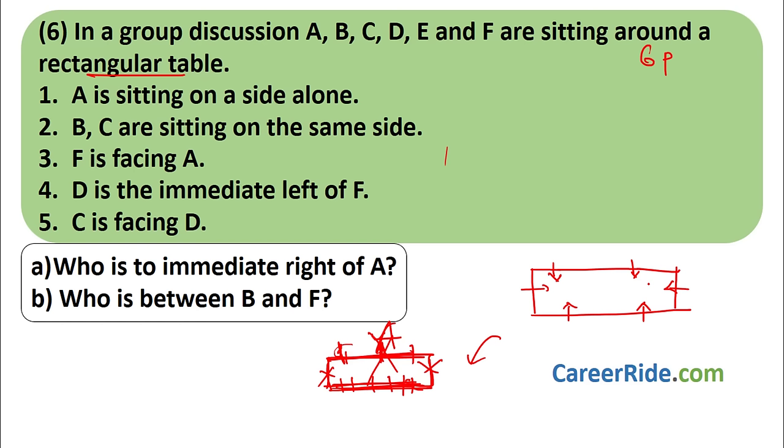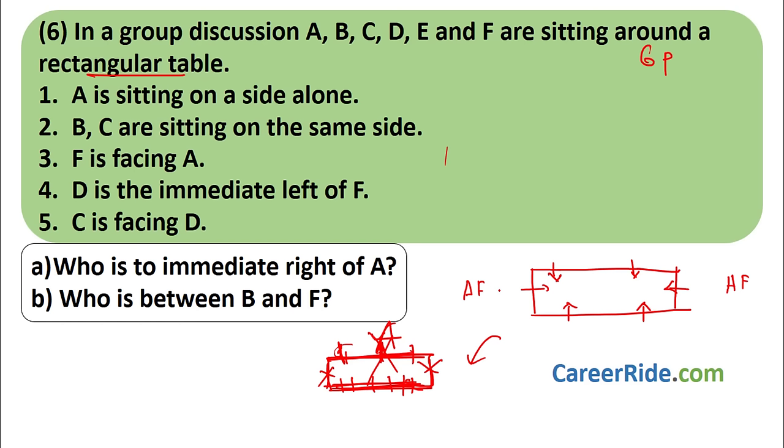They have given A is sitting on a side alone. So A can be over here or A can be over here. We do not know. Let us see where we can put A. Second sentence, B and C are sitting on the same side. Again, we cannot deduce anything. F is facing A. Again, if A is over here, F will be here. And if A is over here, F will be here. We do not know where to place. Okay, let's move on to next sentence.